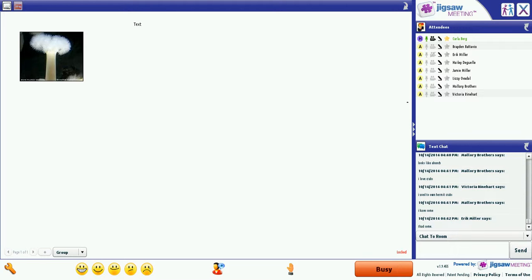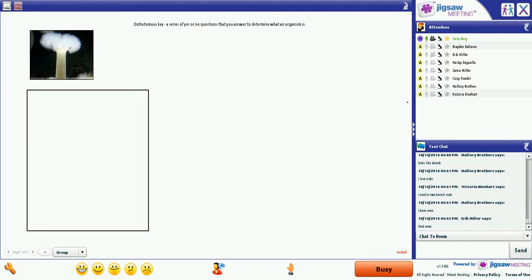A dichotomous key is basically a series of yes or no questions that you answer to determine what an organism is. So give me a second while I am writing a dichotomous key in this square. I would like you guys to make some observations about this animal on the rest of the whiteboard.